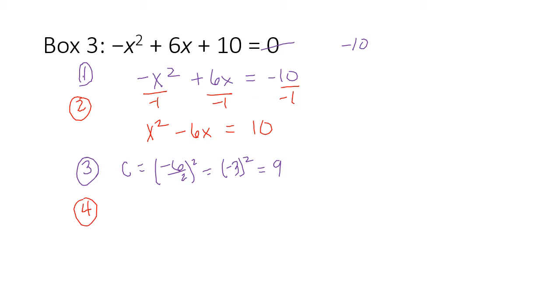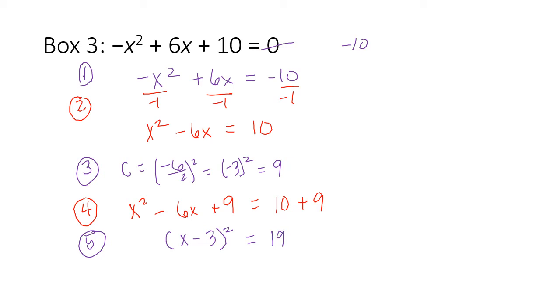And 4 tells me I'm going to add 9 to both sides. So we have x squared minus 6x plus 9 equals 10 plus 9. Step 5, I'm going to factor and simplify. So using method number 6, we have x minus 3 squared, and that's because my b value is negative, so my binomial is negative, equals 19.